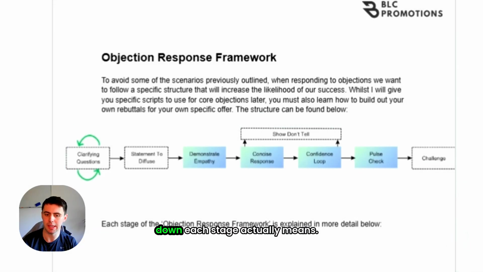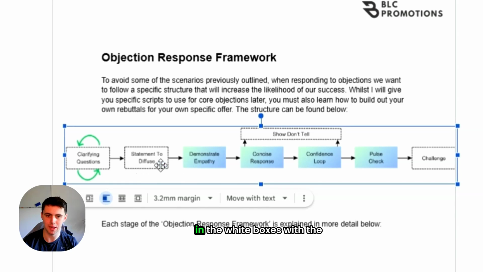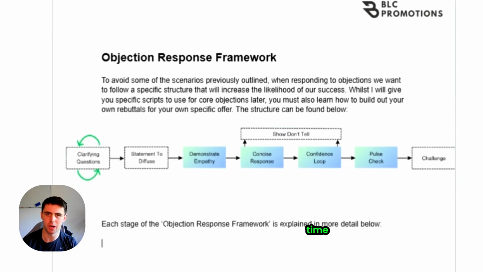Jumping into it, this framework, you can see at a high level, which I'll run through now at the top, then I'll break down what each stage actually means. The stuff in the white boxes with the dotted outline is optional, so you won't have to do this every single time you get an objection or a question. The stuff in the light blue boxes is the framework you must always follow.